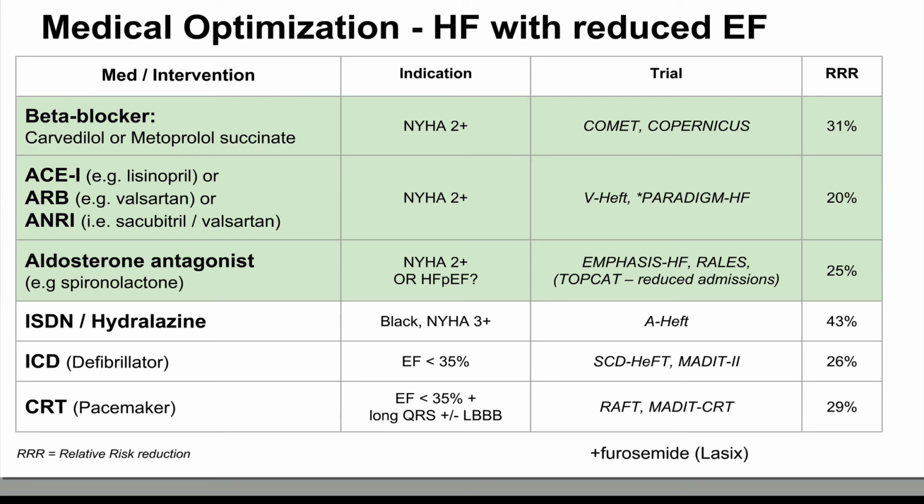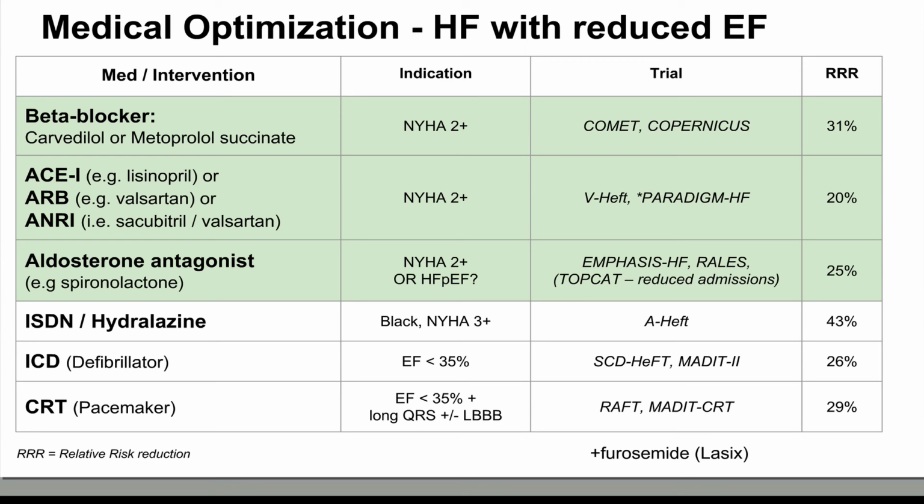The patient should be on a beta blocker, specifically carvedilol or metoprolol succinate. They should be on an ACE inhibitor or an angiotensin receptor blocker, or one of these new medicines like Entresto, which is sacubitril and valsartan, which is shown to prevent mortality in heart failure with reduced ejection fraction.